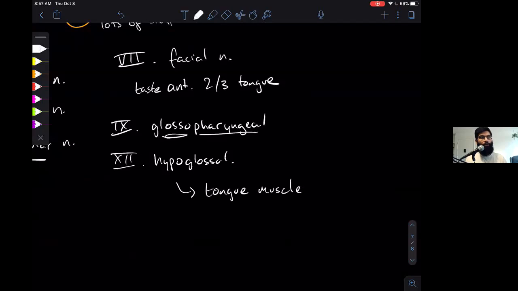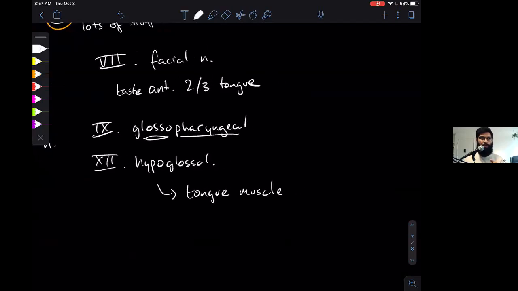Your glossopharyngeal is going to do a whole bunch of things. It's going to have some sensory stuff. It's going to have some motor stuff. But know that it goes to the glossopharyngeal region, right? Your tongue and your throat.